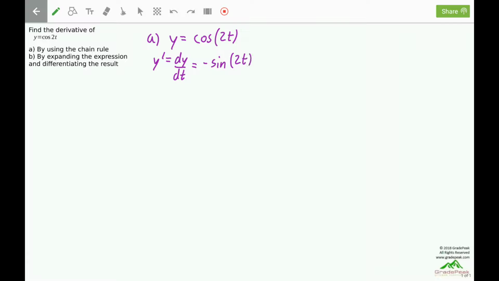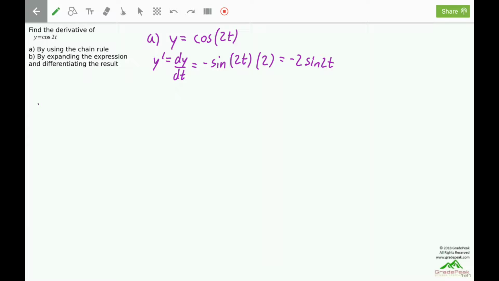We leave the inside alone, exactly as we see it, but then we need to multiply by the derivative of the inside, since the inside is not just a t, but rather an entire expression. The derivative of the inside, 2t, will be a 2, and that multiplies the entire result. That's the chain rule. That 2 is not inside the sine, so you do not want to multiply these two together. The 2 is multiplying the entire sine, and it can move to the front of it with the negative, and we get a derivative of negative 2 sine 2t.